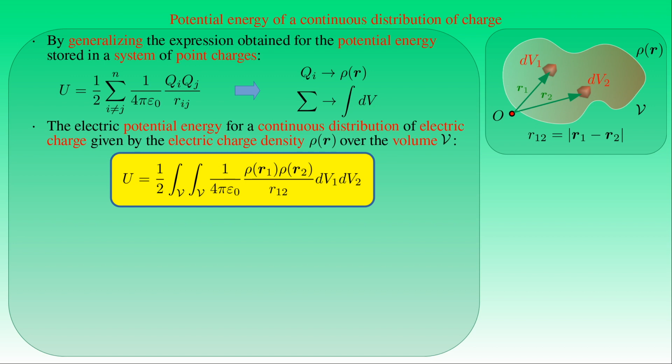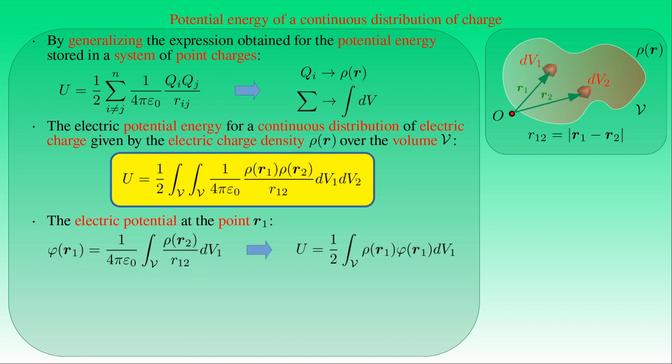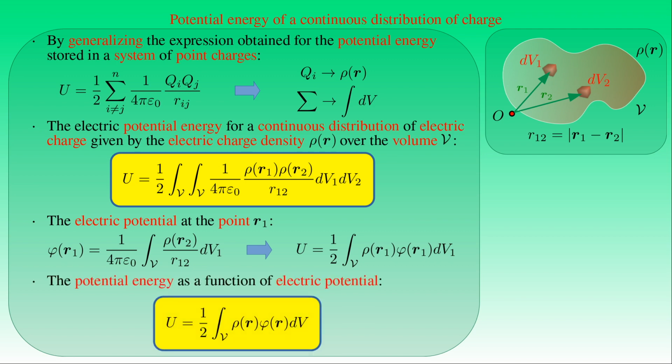In this formula, we can recognize the electric potential phi due to the charge distribution ρ over the volume calligraphic V at the point given by the position vector R1, which is equal to 1/4 pi epsilon naught, times the volume integral of the ratio of the charge density ρ at the point R2 to the distance R sub 12, over the volume calligraphic V. Here the integration variable is determined by the position vector R2, and the potential is indeed a unique function of the position vector R1. We can substitute this expression into the formula obtained for the potential energy U, and drop the index from the position vector R, which is the integration variable now.